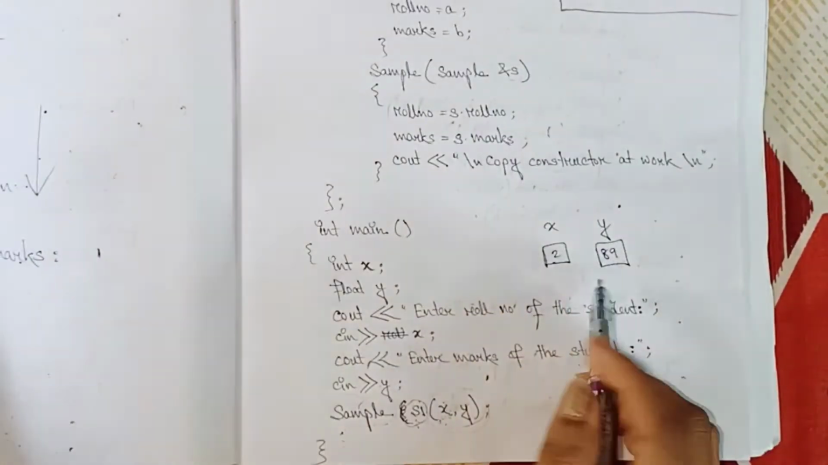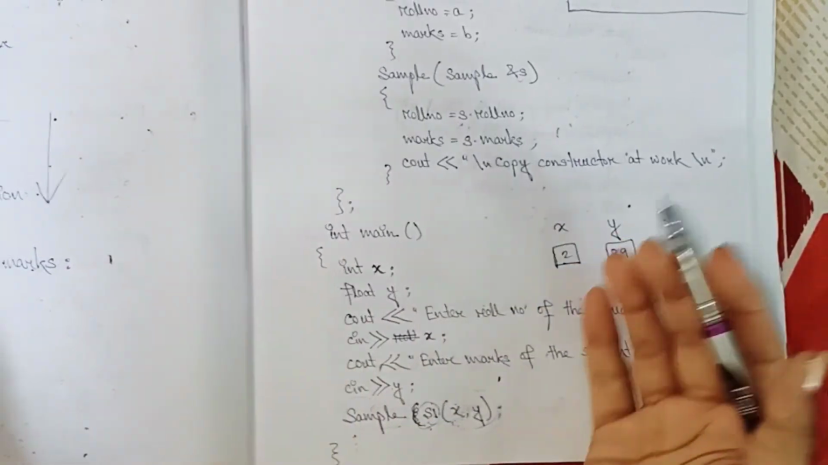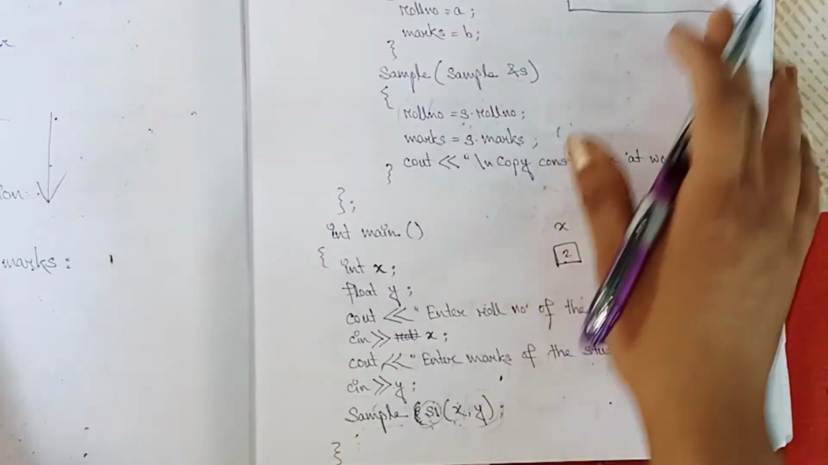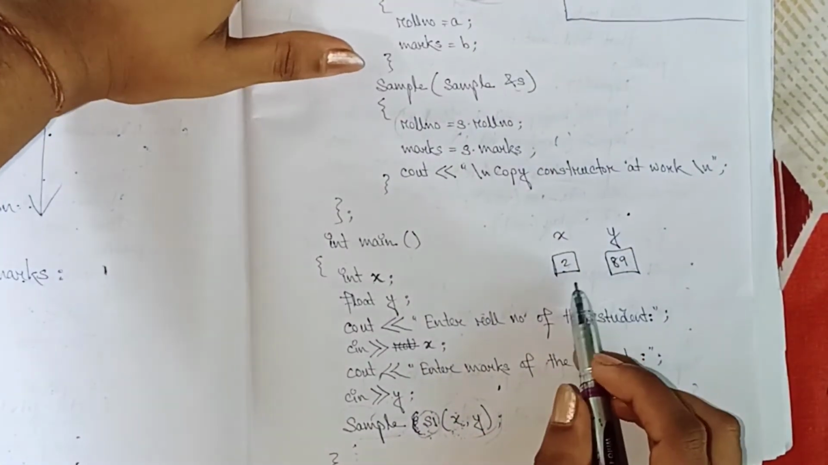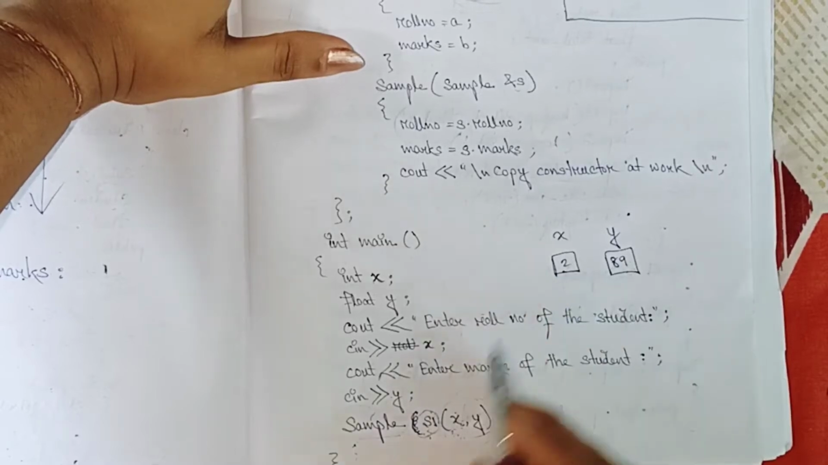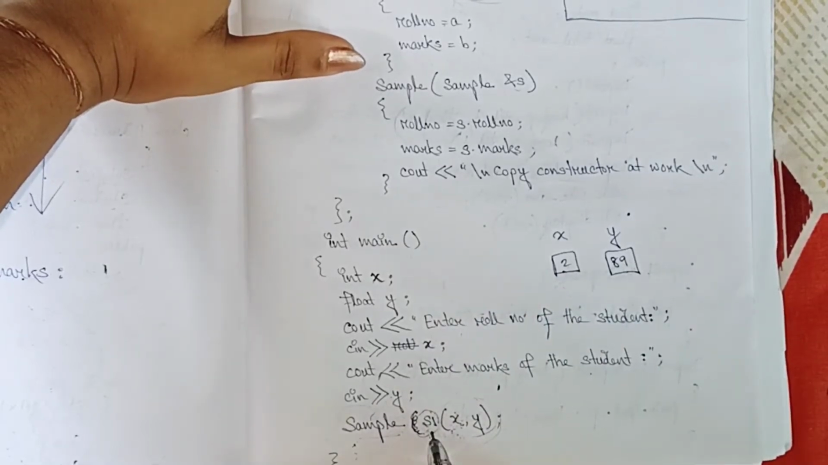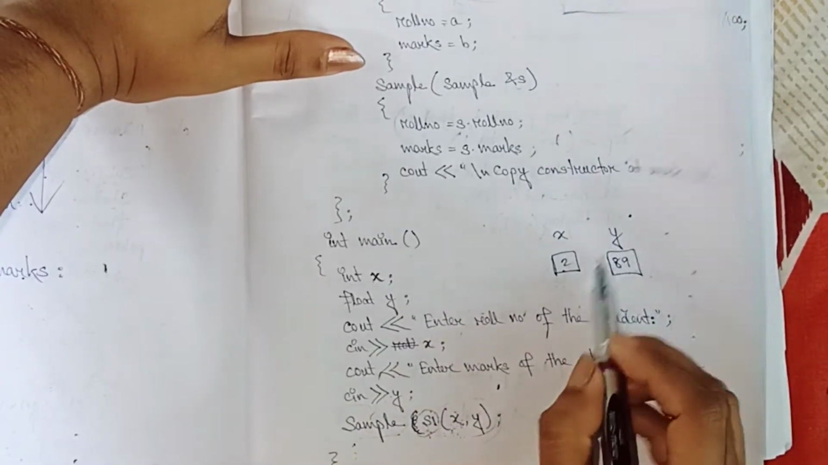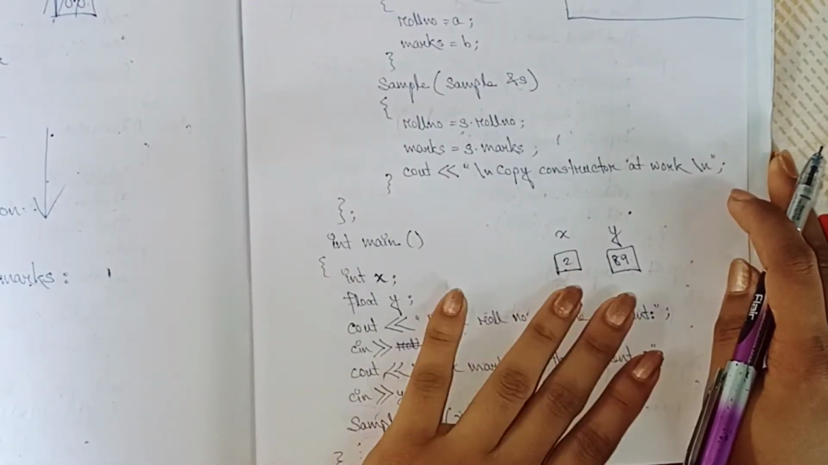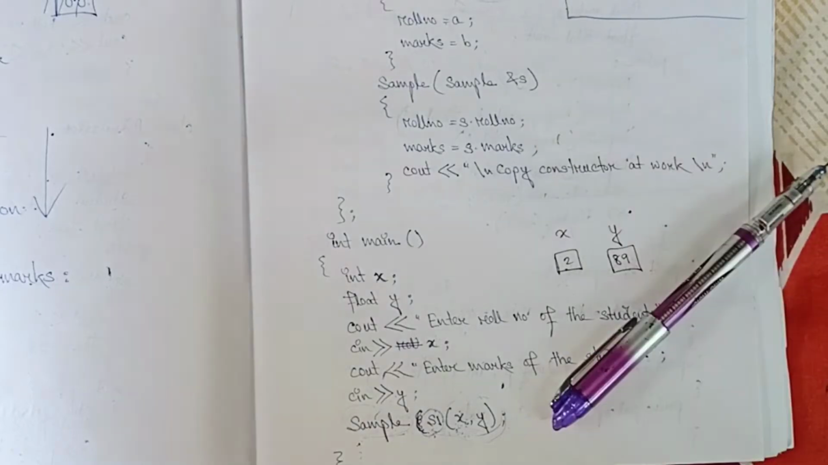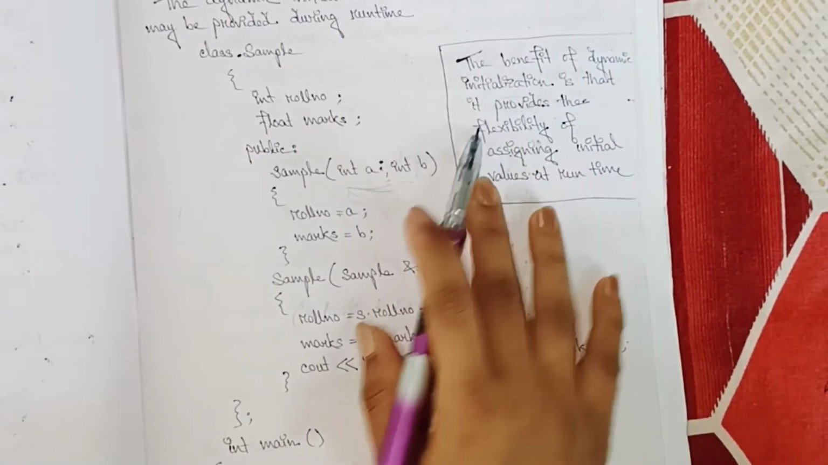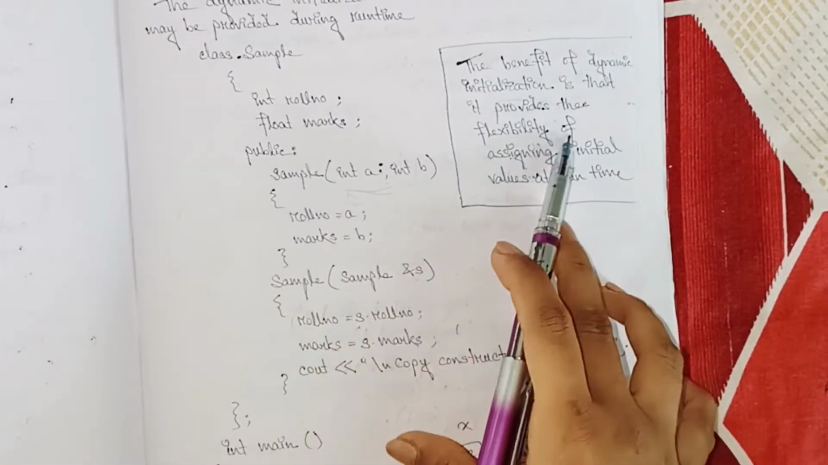Okay, and the next time if we want to run the program again, we can change the value also, because it is dynamic initialization, it is not static. If it is static, then only one value can be provided to the object, but since it is dynamic initialization, we can change the value of x and y every time. So here lies a benefit of dynamic initialization, which is very important.